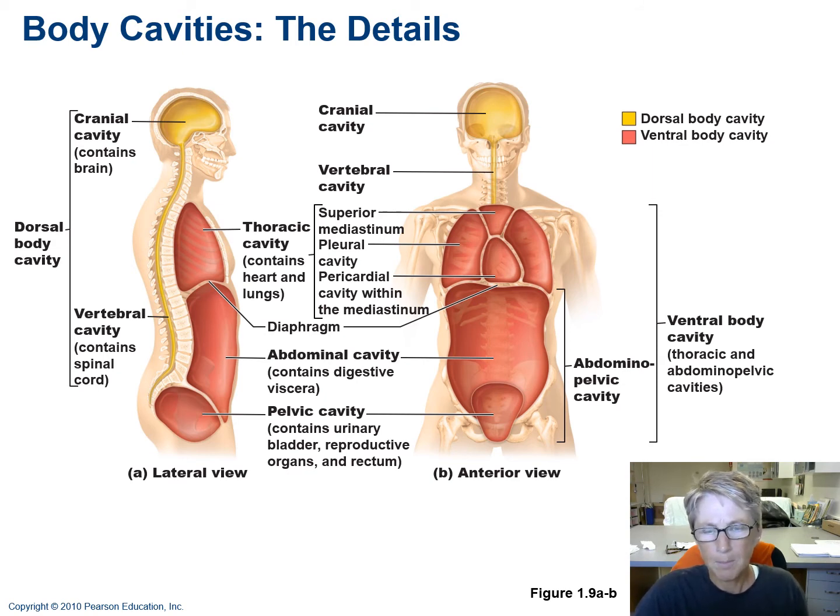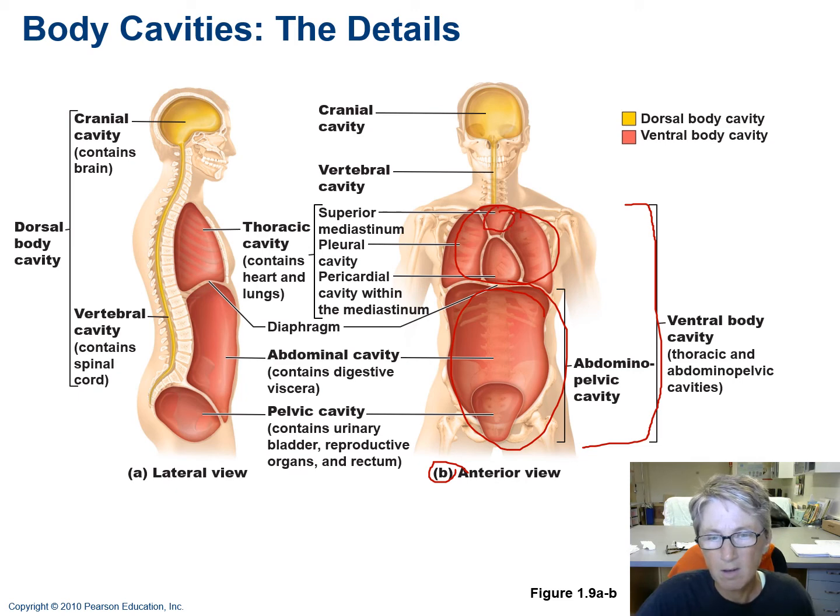So for example, here's an anterior view of the body cavities. Collectively, this whole area is the ventral body cavity, and then here's the thoracic cavity, and here's the abdominopelvic cavity. And then it shows within the thoracic cavity you have this superior mediastinum, and then you have a pleural cavity and a pericardial cavity within that mediastinum. And the abdominal cavity contains digestive viscera, and then the pelvic cavity contains your bladder, reproductive organs, and the rectum.